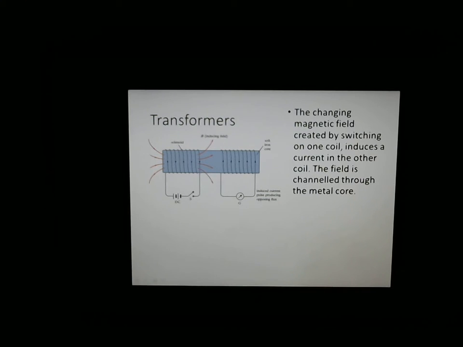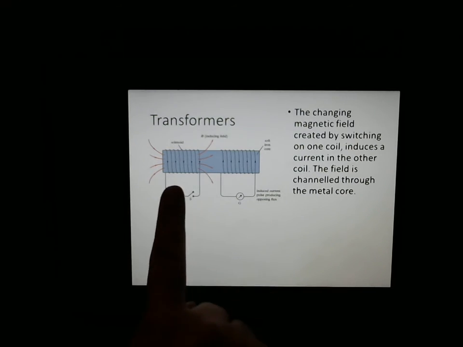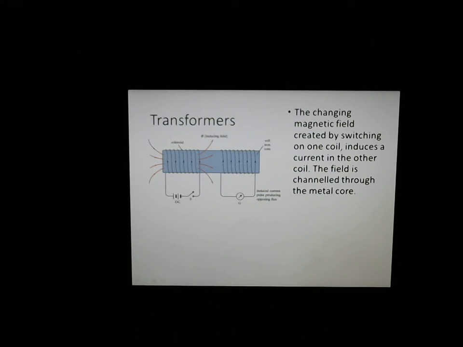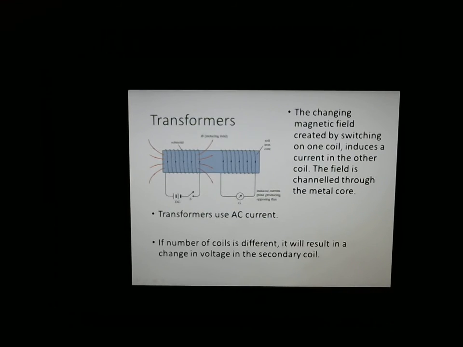So if the question's not specifically saying that, you can be cheeky and kind of dodge the answer a little bit. Now, if both sides of the transformer, this side and this side, have the same number of coils, then the induced circuit will have the same voltage and the same AC frequency. But if we have a change of coils, then we will end up with a change of voltage.